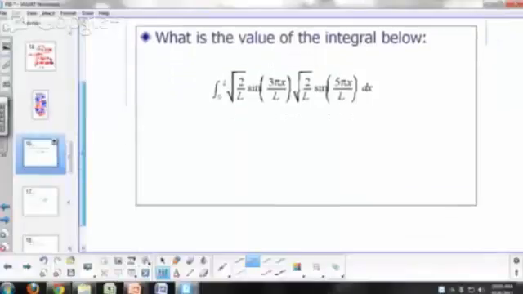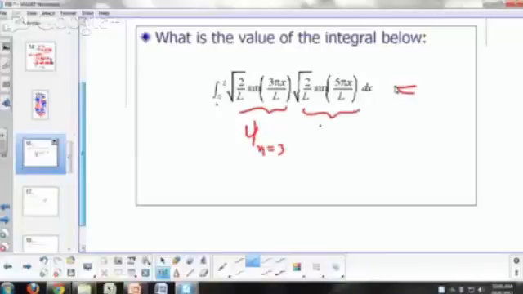All right. So let's apply that to your particle in a box problem. If I were to give you this integral in a test, what would be the answer to this question? What's the value of this integral? You should be able to recognize that this is psi for n equals 3, and this is going to be psi for n equals 5. So that whole thing is just going to be 0.